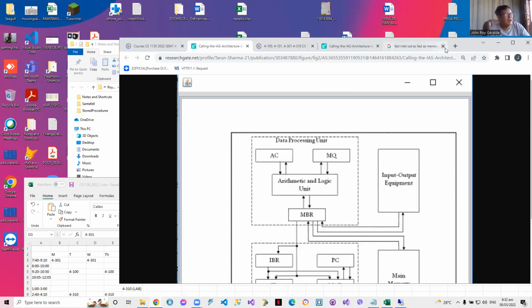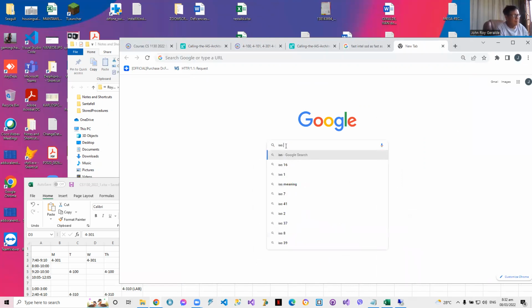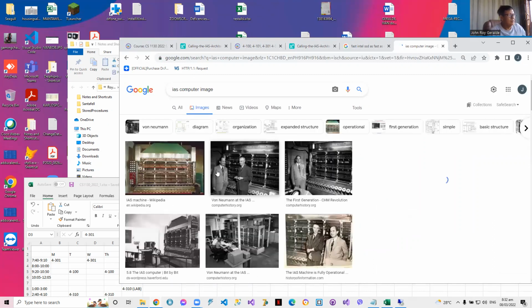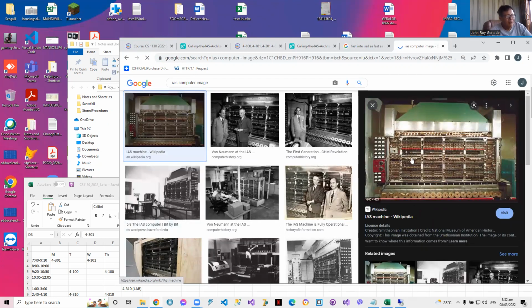Okay, let's look at the actual IAS picture. Oh, so this is the IAS. It's how it looks. It resembles the Manchester Baby, but this time, instead of using gears, these are now transistors. Do you follow? I think this is the memory of coils.